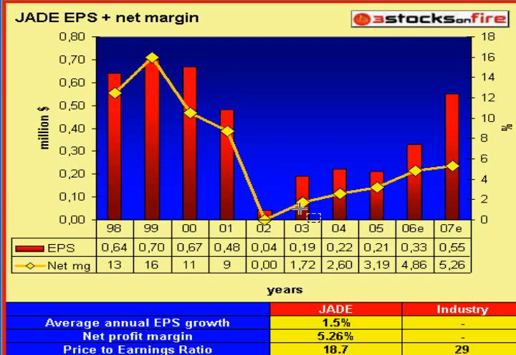Net profit margin has also been recovering some ground. I'm expecting 5.3% for the total fiscal 07, but it is still kind of low. It should rise some more. The price to earnings ratio is 18.7, and the industry average is 29. So perhaps JADE is still a bit cheaper than the industry here.